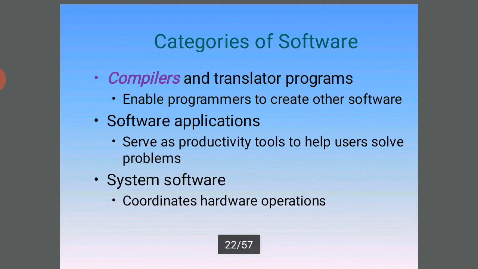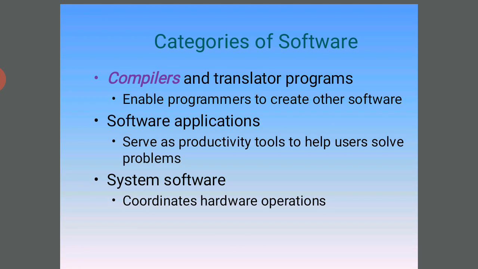So categories of softwares, mainly the compilers and the translators, programs that enable the programs to create other software. So the compiler, what is a compiler? The compiler is the translator of programs. So the computer cannot understand English, it was changed to translate. The compilers can translate the programs, so enable the programs to create the other softwares.